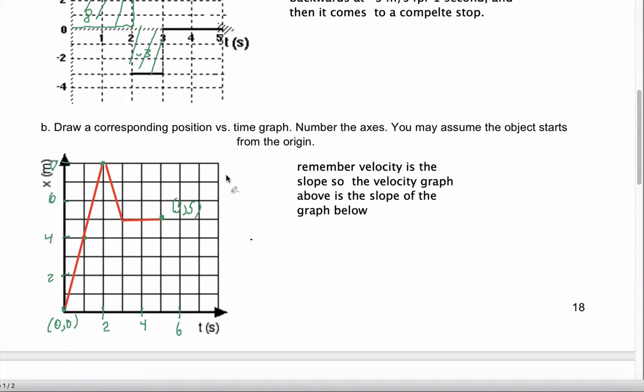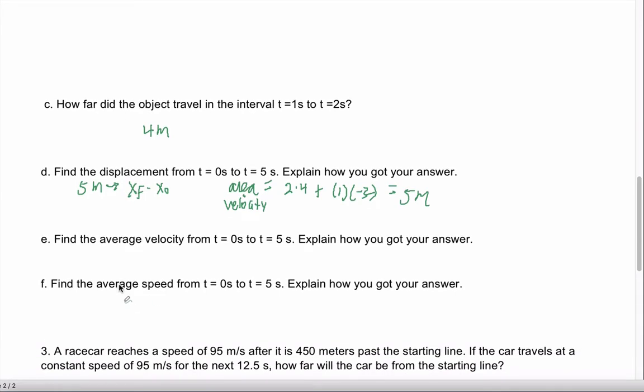It says find the average velocity from 0 to 5 seconds. That's going to be the displacement over the time, and that's going to be 5 meters over 5 seconds, which is going to be 1 meter per second. And what we mean by explain is just show the work.